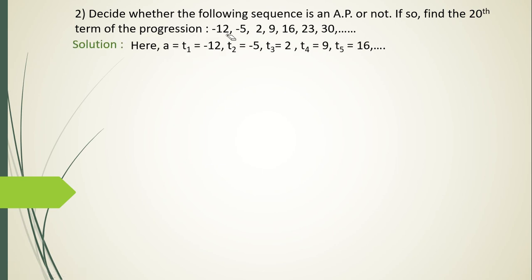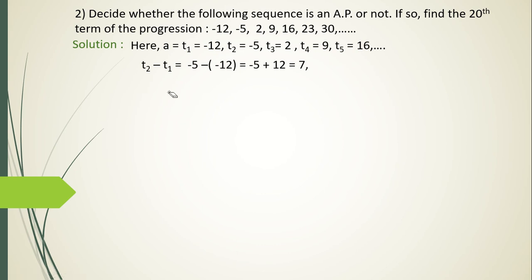Okay, A is equal to T1, that is minus 12, T2 is minus 5, T3 is 2, T4 is 9, T5 is 16. No need to write all the numbers. 4 numbers, 5 numbers, 4 numbers are also enough. They have taken 5 in fact. So just subtract and see what you get the difference as.